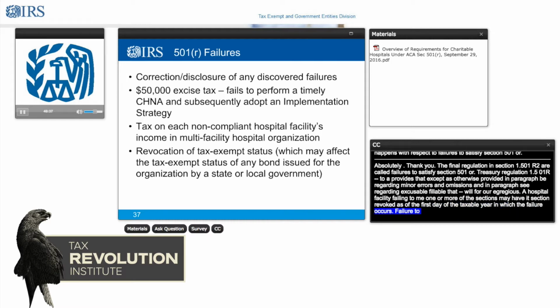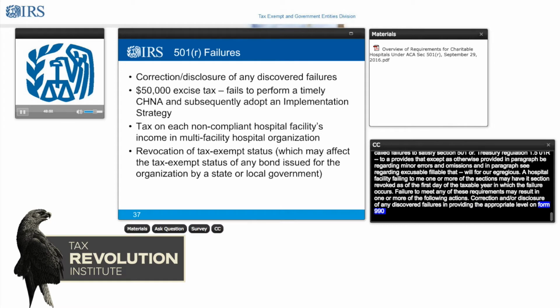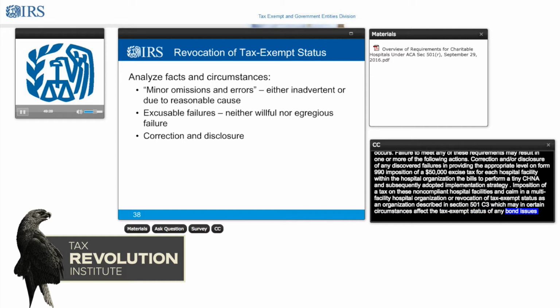Failure to meet any of these requirements may result in one or more of the following actions: correction and/or disclosure of any discovered failures and providing the appropriate level of disclosure on Form 990, imposition of a $50,000 excise tax for each hospital facility within the hospital organization that fails to perform a timely CHNA and subsequently adopt an implementation strategy, imposition of a tax on each non-compliant hospital facility's income in a multi-facility hospital organization, or revocation of tax-exempt status as an organization described in Section 501(c)(3), which may, in certain circumstances, affect the tax-exempt status of any bond issue for the organization by a state or local government.